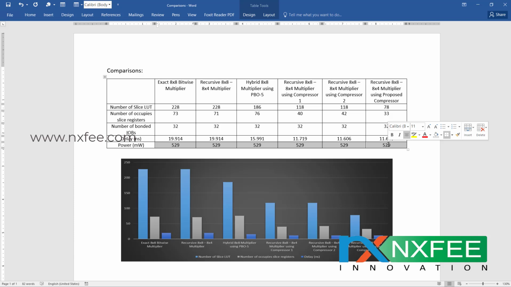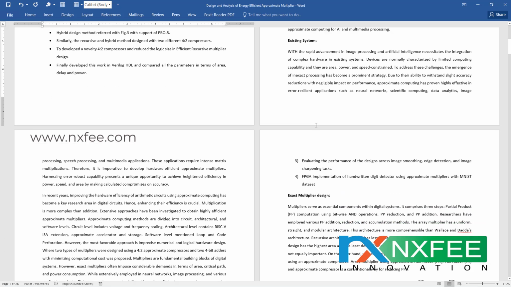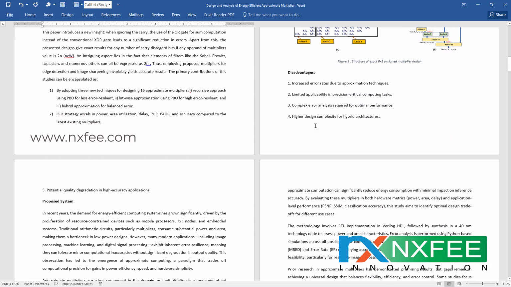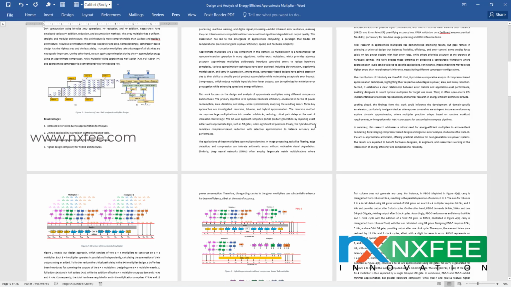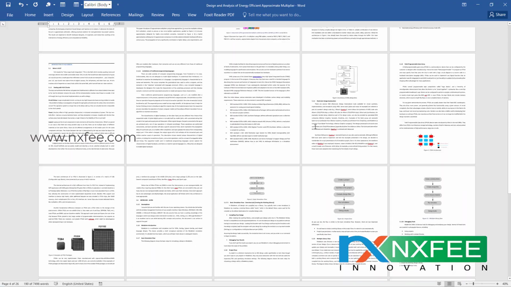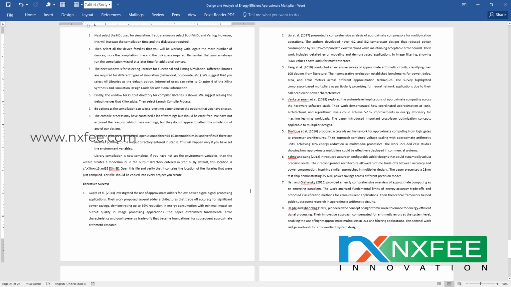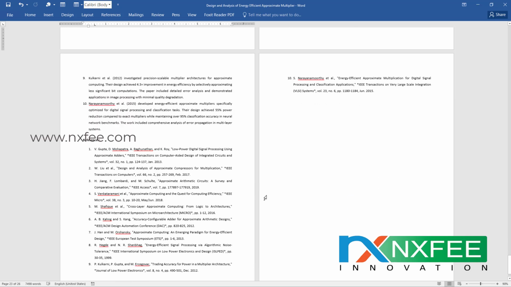And we have created an abstract document for this project. It contains the title, best paper abstract, development of this project, proposed title, proposed abstract, existing system, exact multiplier, disadvantages, advantages, and related notes for this work. Finally, it comes with the literature survey and references. Okay, thank you.